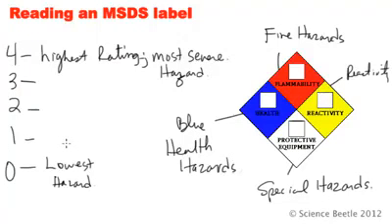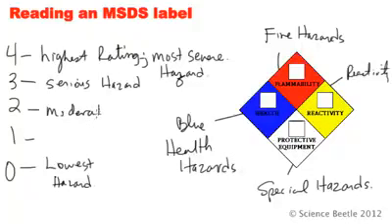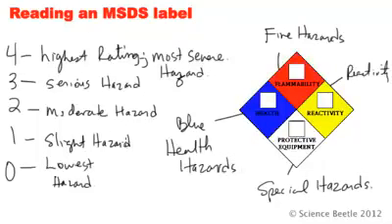To give you some very specific ratings here, a 3 is going to be a serious hazard. This is directly off of the MSDS sheet. A 2 is going to be a moderate hazard. A 1 is going to be a slight hazard. And you should be able to look at these hazards and identify what they are. For right now, that's all I really want to share with you in terms of how to read an MSDS label.